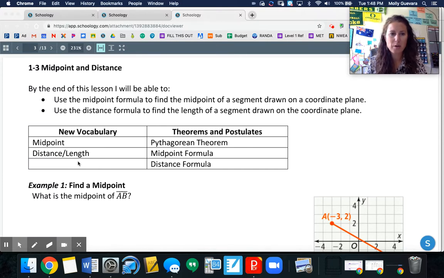So we're going to talk about what that means. And then we have 3 theorems and postulates we're going to talk about. Pythagorean theorem, we're just going to review really quickly since we haven't seen that in a while. Midpoint formula we're going to talk about, and the distance formula. So at the end of this packet should be that sheet that has all of the terms on it. And so we're going to jump down there and we are going to define midpoint and define distance and length.